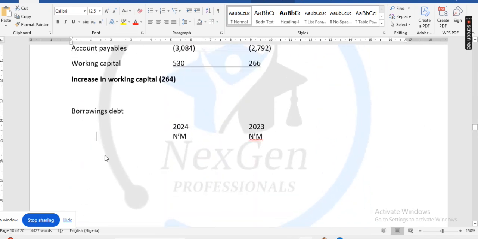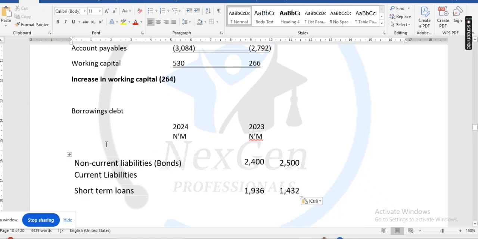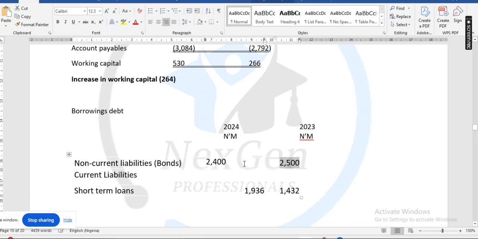Okay. So the borrowing, quickly, these are the borrowings, right? The long-term debt, let me just use long-term debt or non-current liability, right? Because this is on the table. Okay, you will understand this way now. So this is for 2024 and this is for 2023.